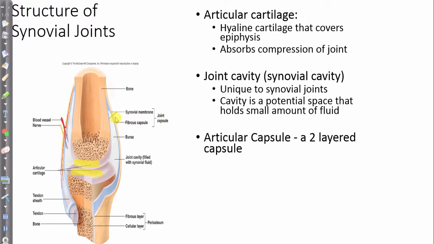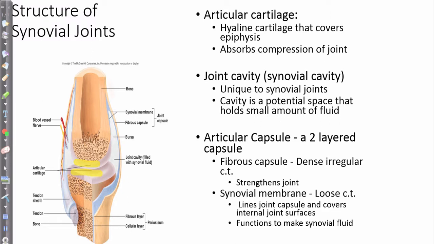Let's work our way from superficial to deep. There's going to be a capsule here made of dense irregular connective tissue that strengthens the joint. If you want to think of it sort of like brick outside of a house. On the inside of that brick, there's going to be sheetrock. There's going to be an inner layer. In this case, it's the synovial membrane. It's made of loose connective tissue that lines that synovial joint, and it covers the internal surfaces. And its main function is to actually produce the synovial fluid, which we'll get to in a second.